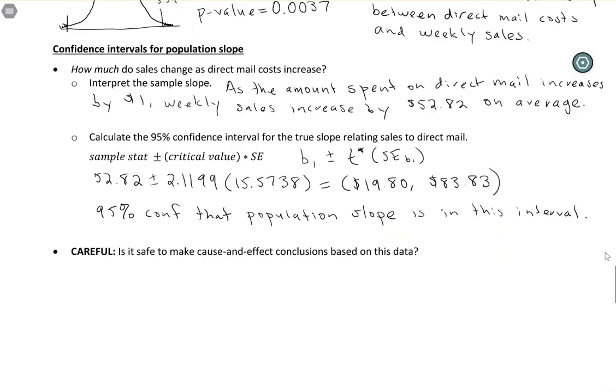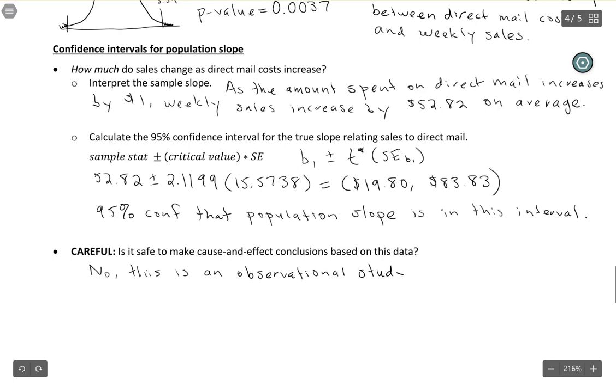All right, and one more thing before we move on. Is it safe to make cause and effect conclusions based on this data? I would say no. And that's based on the study design, not the p-value, right? The reason we say no here is because this is an observational study, not an experiment. So when you have observational studies instead of experiments, then it's possible that we can have confounders. Maybe at the same time that they were increasing their spending on direct mail, they were also doing other things that boosted their sales, right? There could be other things that are actually causing the improved sales here.